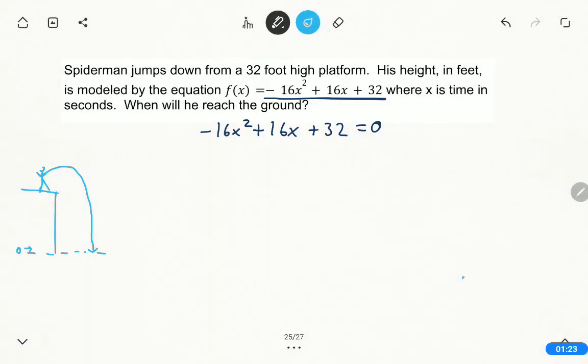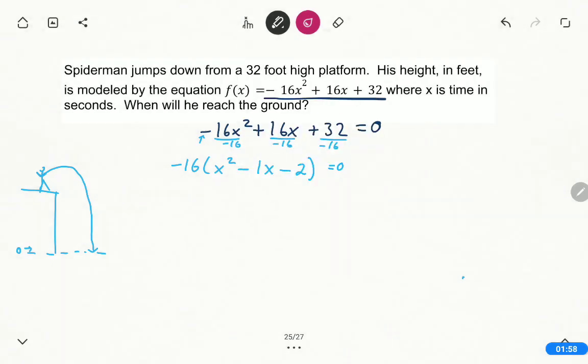To solve this, we just go through and do zero product properties. So we need to factor first. So looking at all three terms, 16 goes into all three. And even more so, since the leading coefficient is negative, we want to pull out negative 16. We'll divide each term by negative 16, giving us a positive x squared, negative 1x, or just negative x, and then negative 2.